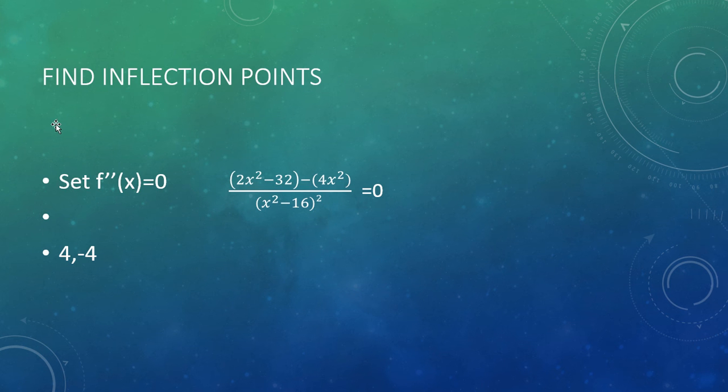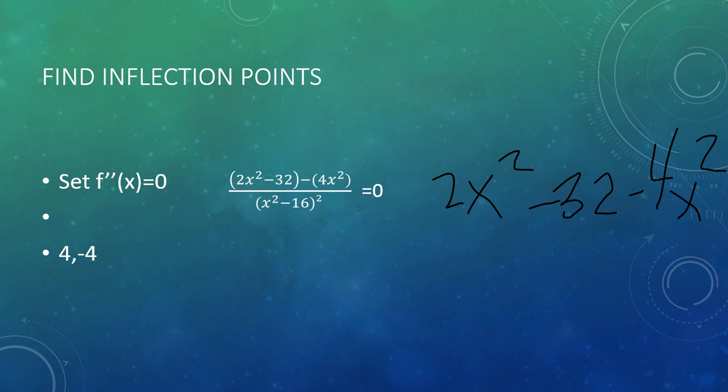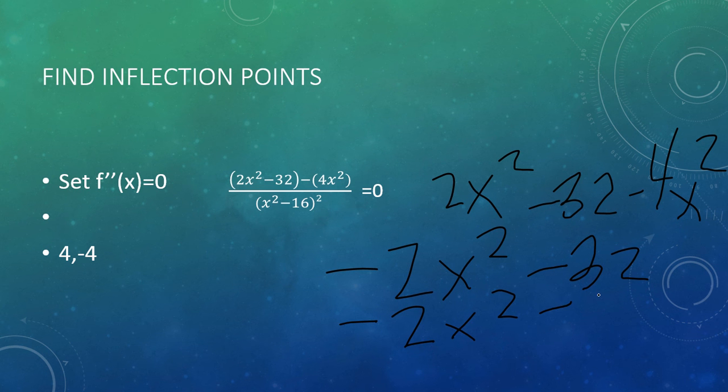For the inflection points, you want to take your second derivative and set it equal to 0. And when you do that, you don't care about the denominator in this case, so you'd have 2x squared minus 32 minus 4x squared, which ends up being negative 2x squared minus 32. And then you add 32 to the other side, so you get negative 2x squared equals 32.